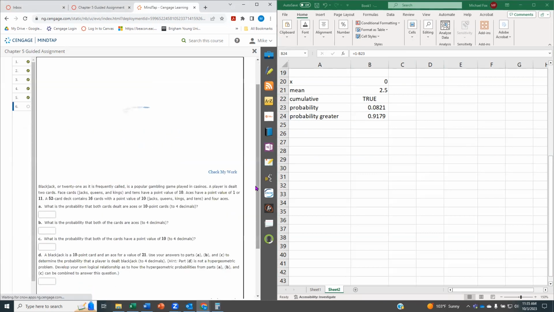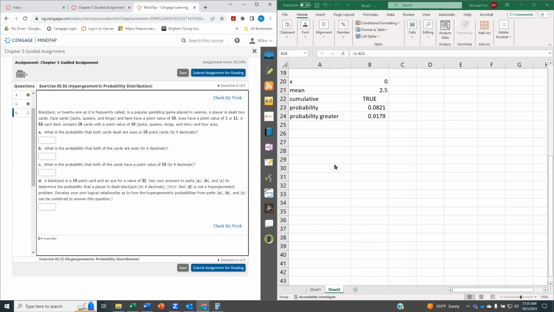All right, finally. Blackjack, or 21, as it's frequently called, is a popular gambling game played in casinos. Players dealt 2 cards, face cards, jacks, queens, and kings, and 10s have a point value of 10. Aces have a point value of 1 or 11. A 52-card deck contains 16 cards with a point value of 10 and 4 aces. So they want to know what's the probability that both cards dealt are aces or 10-point cards.